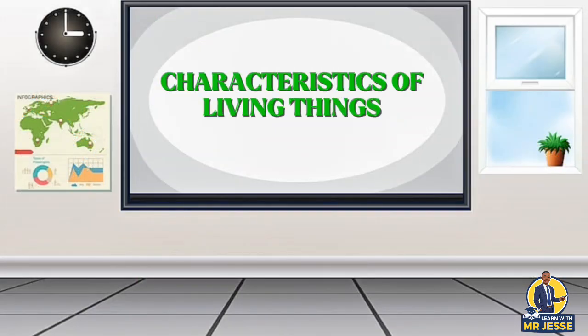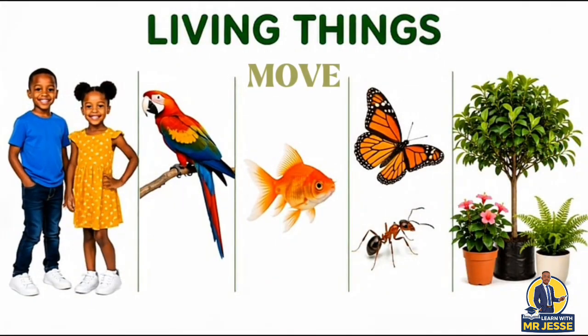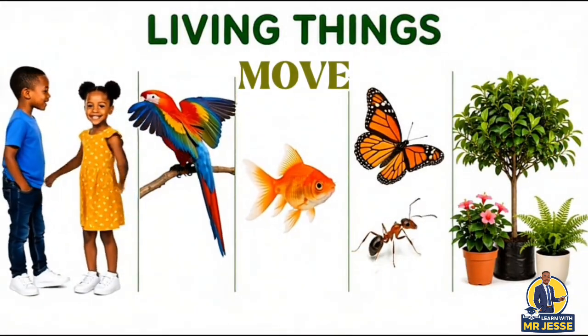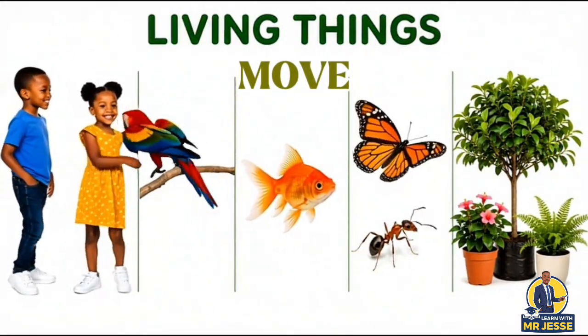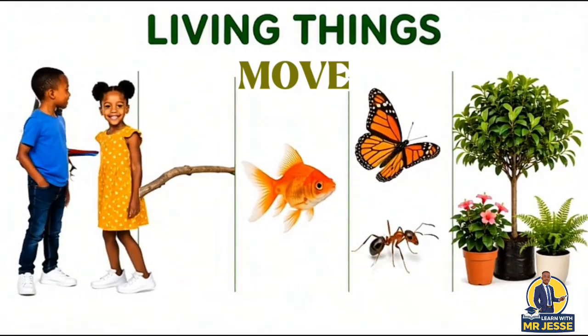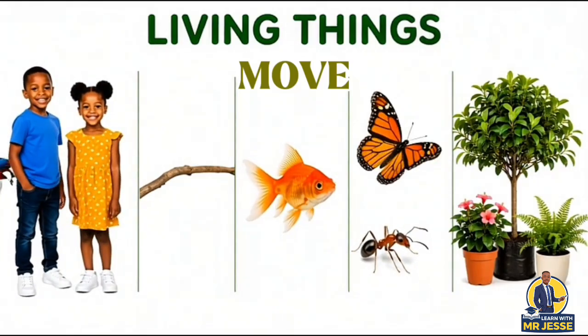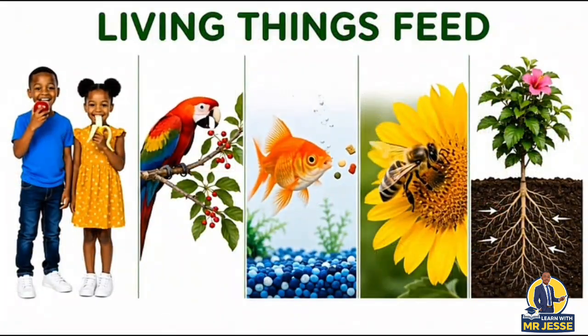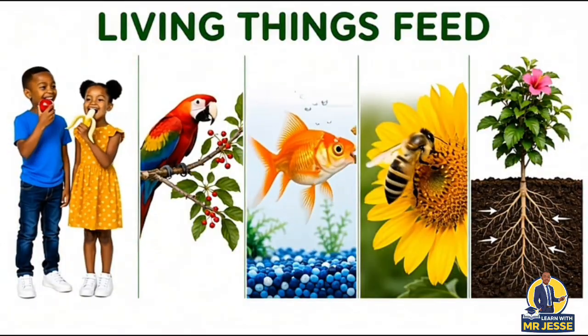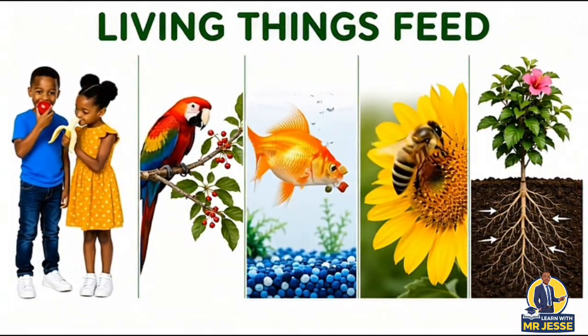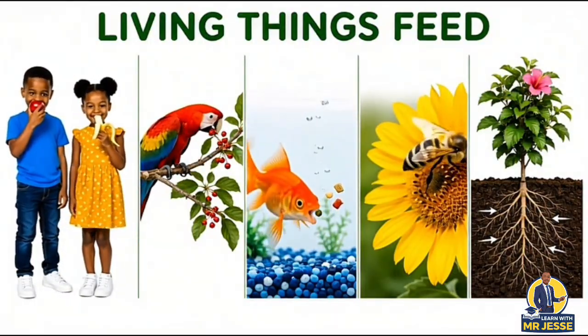Now, let us look at the characteristics of living things. The first characteristic is movement. Living things can move. Some move from one place to another, while others move only certain parts of their bodies. The second characteristic is feeding. Living things need food or nutrients to obtain energy for their activities.